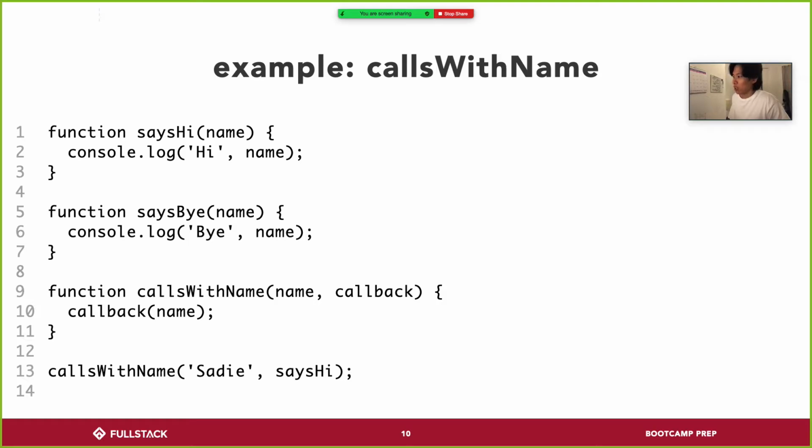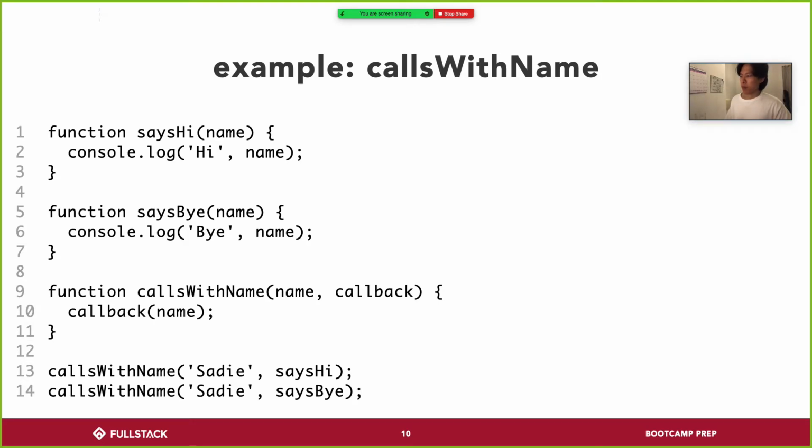So yeah, does anyone want to take a stab at what this is going to output to the console? When you say calls with name, Sadie says hi, and then calls with name, Sadie says bye. Hi, Sadie. Bye, Sadie. Mm-hmm.